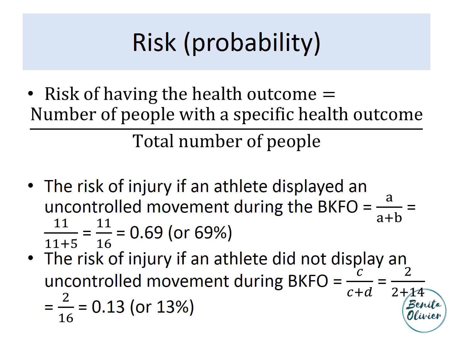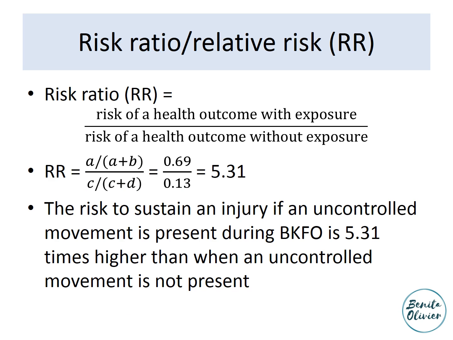So here you can see where this comes from. We have the risk of an injury in an athlete who displayed uncontrolled movement, and that is divided by the risk of an injury if an athlete did not display uncontrolled movement. So to go back to this slide, here's the risk of the health outcome with exposure, A over A plus B, and C over C plus D.